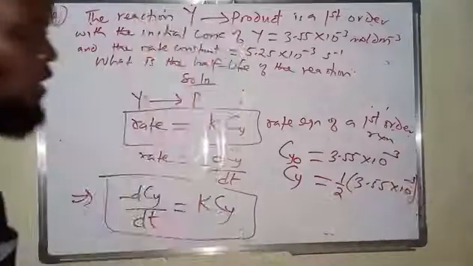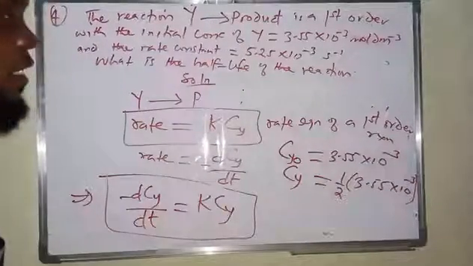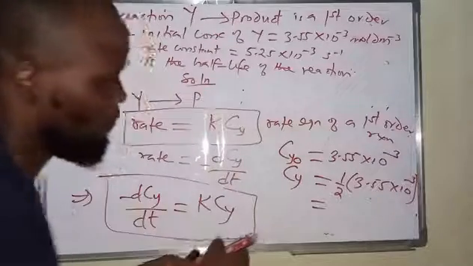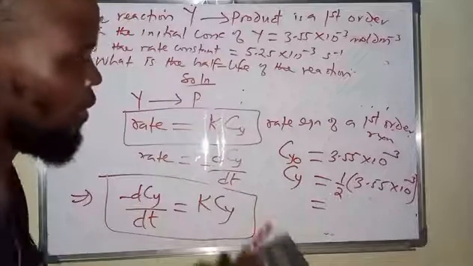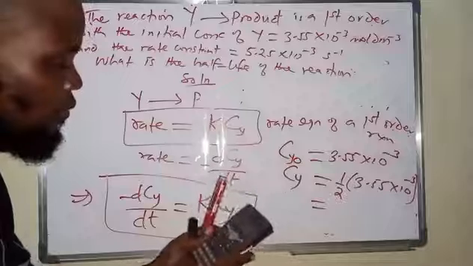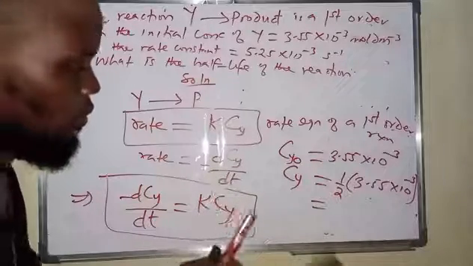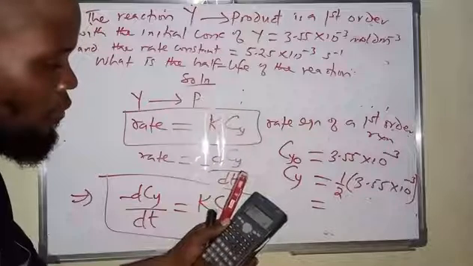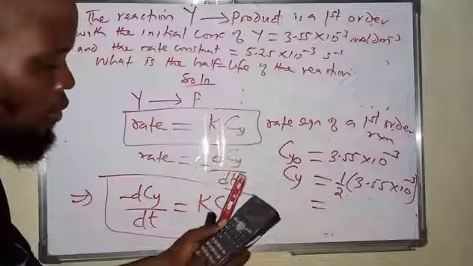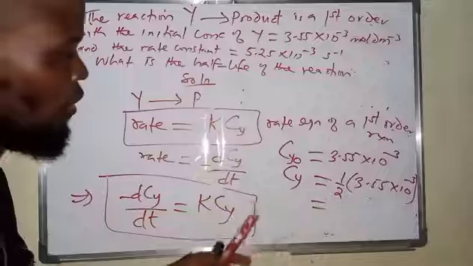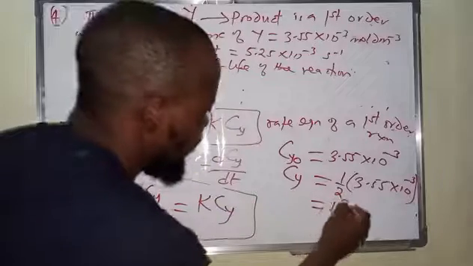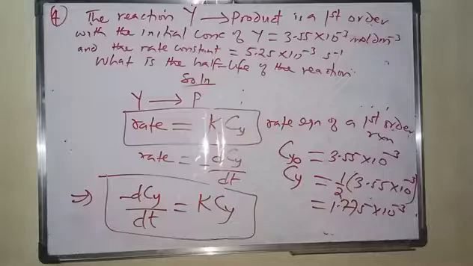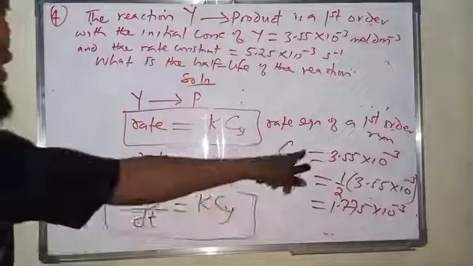So the concentration at half of this, we call it Cy. It should give us 0.55 times 10 to the power minus 3, divided by 2. So this one will give us 1.775 times 10 to the power minus 3. So this is half of the original concentration.